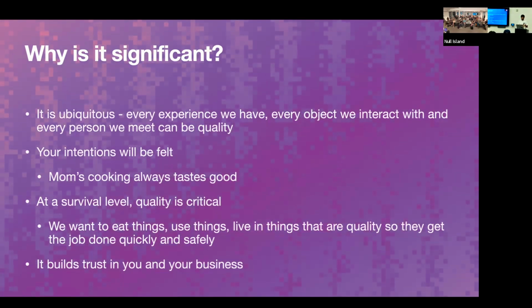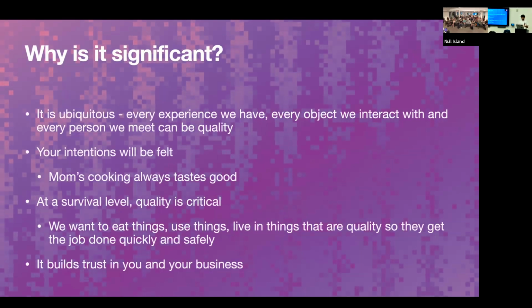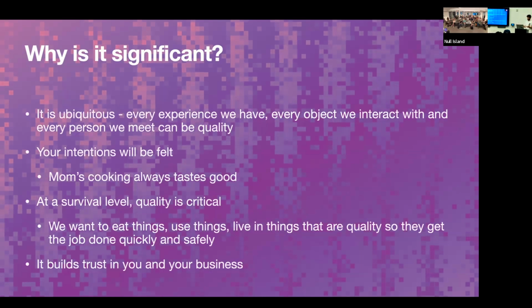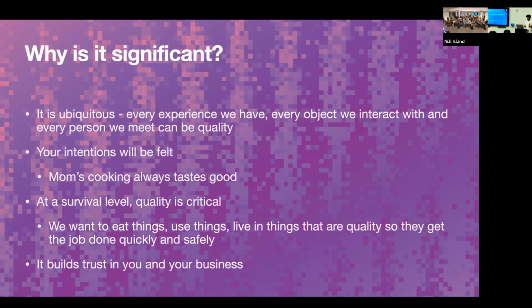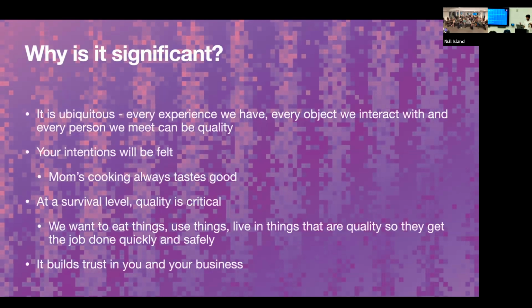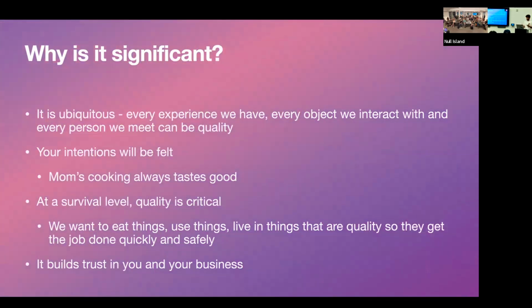At a survival level, quality is critical. We eat things, we use things, we drive in things that move. We live in buildings that have to be safe. They need to function, and they only do that if they're quality, or they catch on fire, or they collapse. And we are inherently built to understand that something has to be quality for it to be useful. It has to get the job done quickly and safely.